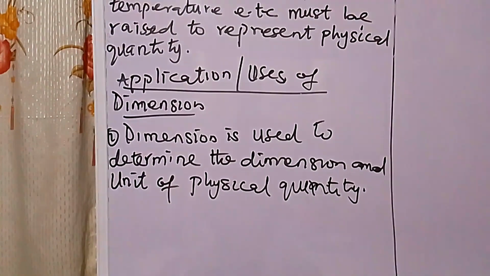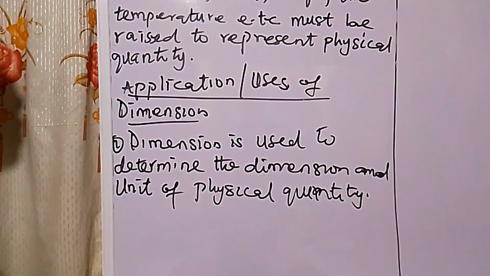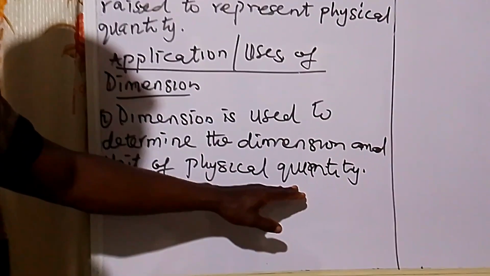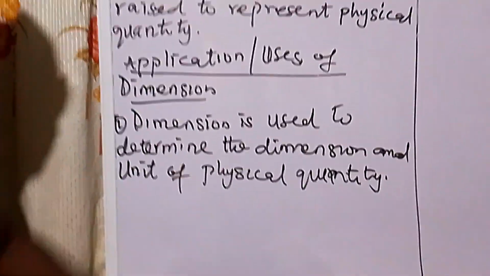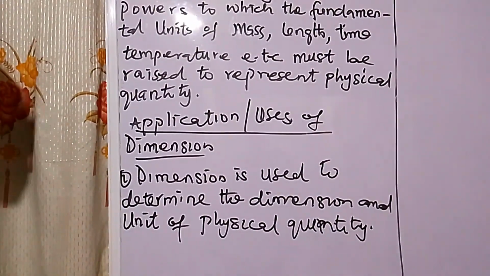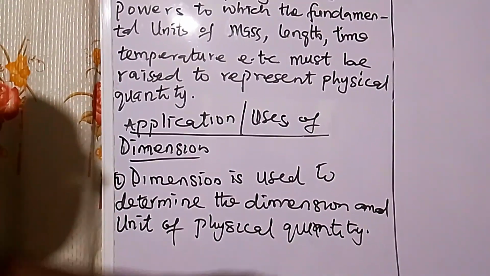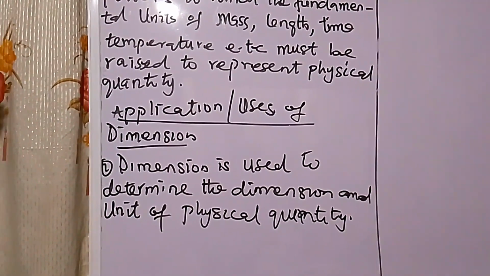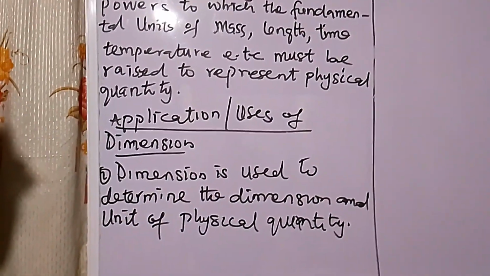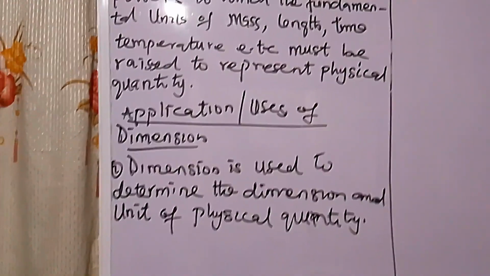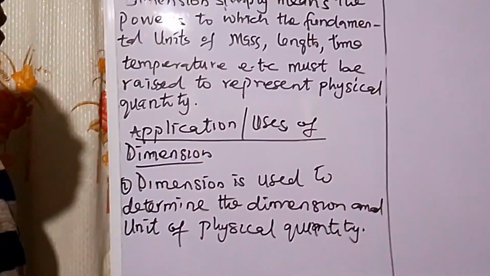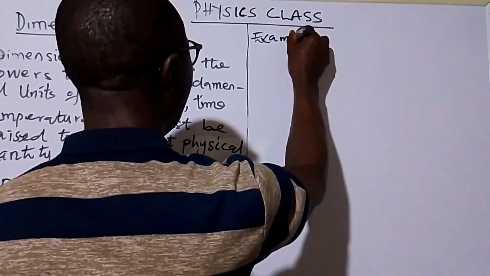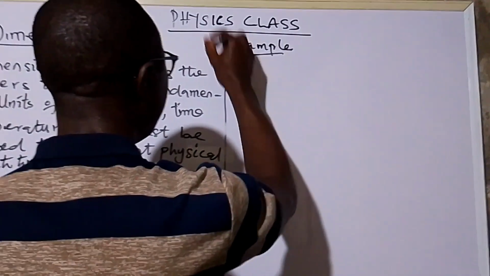At this point, don't forget, we discussed lengthily on physical quantity in our former lesson. And we mentioned various examples of physical quantity, especially the derived quantity. So now we want to see how we can use dimension to determine the dimension and the unit of all those derived quantities. Let's look at Example 1.